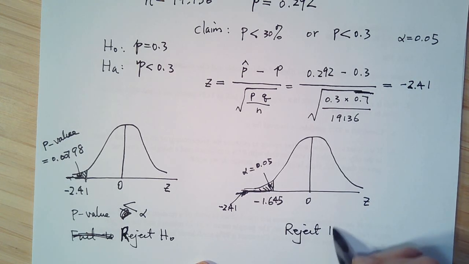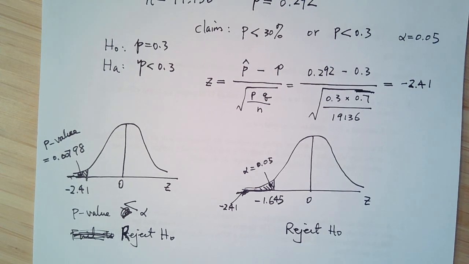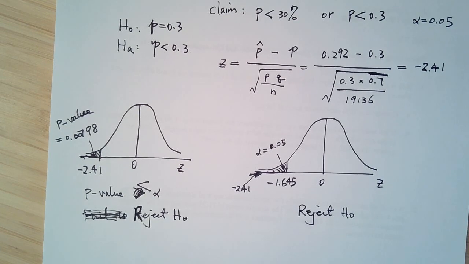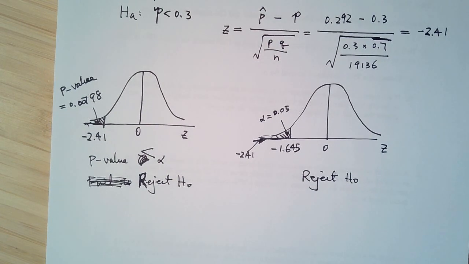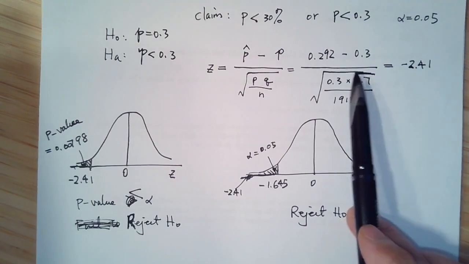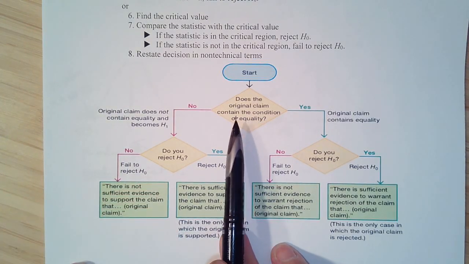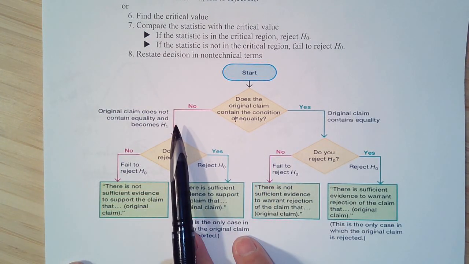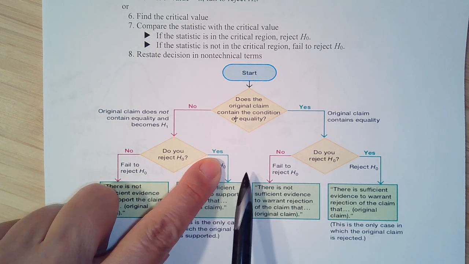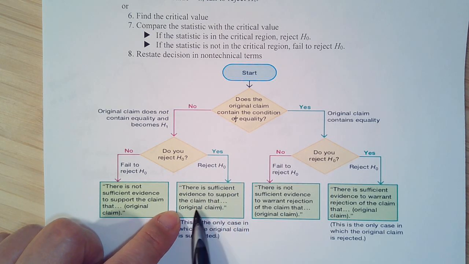All right. Now you might ask, well, which method do you want me to use? Either one, okay? Either one you want to use, but you should have exactly the same conclusion. Now, once you have this reject H0, do you remember what was the claim? The claim is less than 30%, right? So does the original claim contain the condition of equality? No. Do you reject H0? Yes.